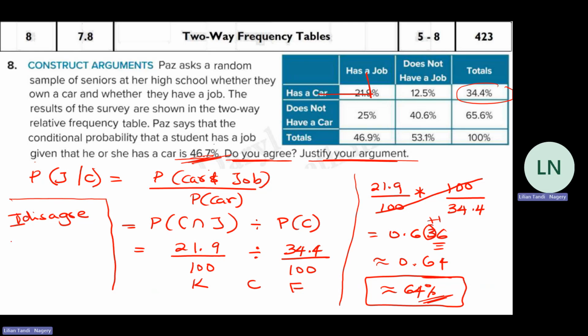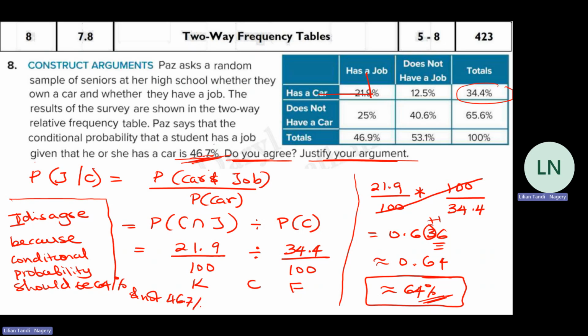You should have written, I disagree because the conditional probability should be 64% and not 46.7%. Okay? There. All right, that's it for today. I'll continue tomorrow.